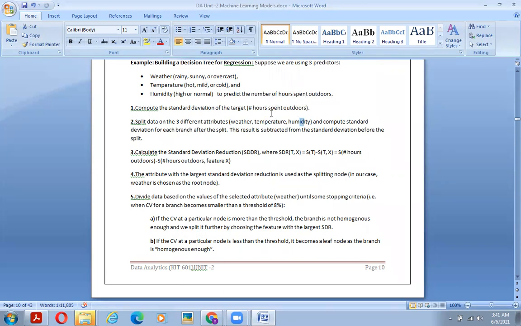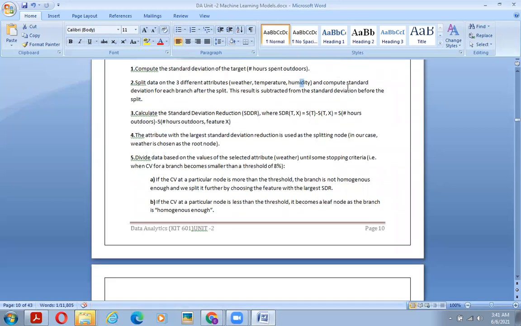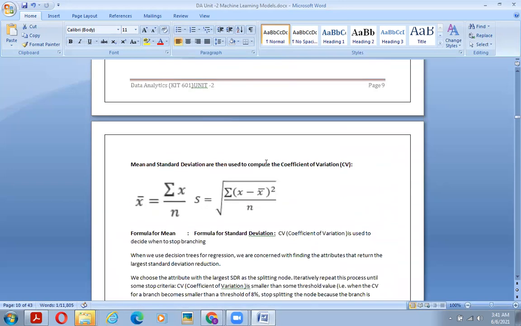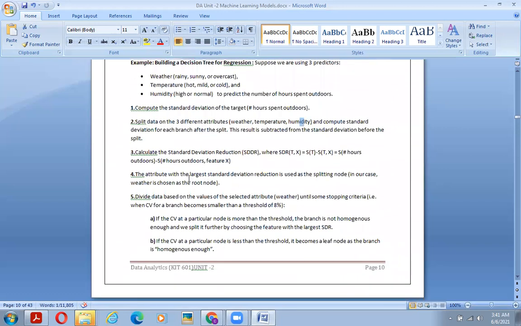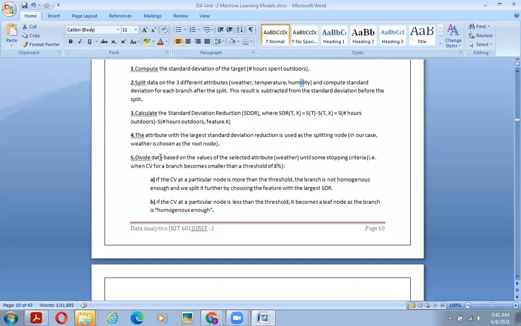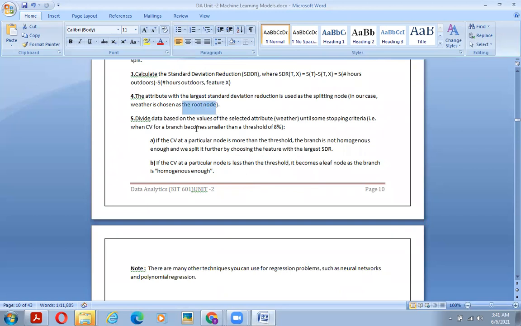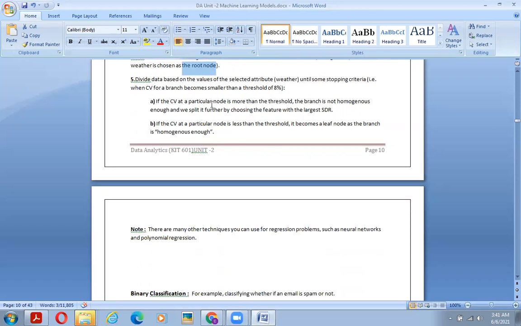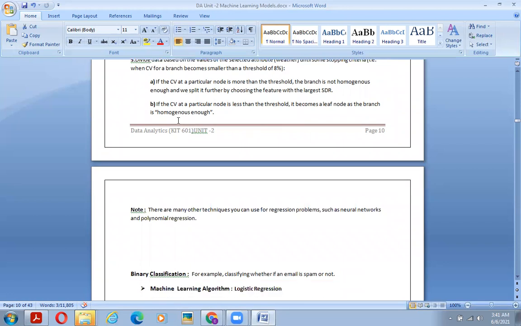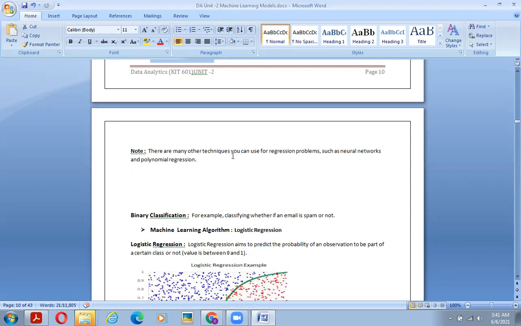Compute the standard deviation for each branch of the split. This result is subtracted from the standard deviation before the split. Then we choose the attribute with the largest standard deviation reduction for splitting the node. In our case, weather is chosen as the root node. Then we divide based on the value of the selected attribute until some stopping criterion. If the CV at a particular node is more than the threshold and the branch is not homogeneous enough, we split further by choosing the largest SDR. If the CV at a particular node is less than the threshold, it becomes a leaf node, a homogeneous branch.